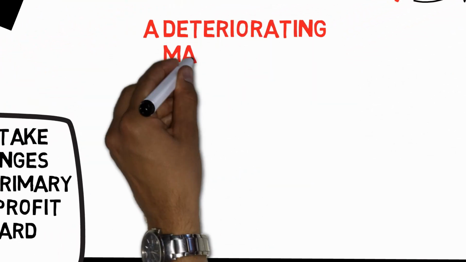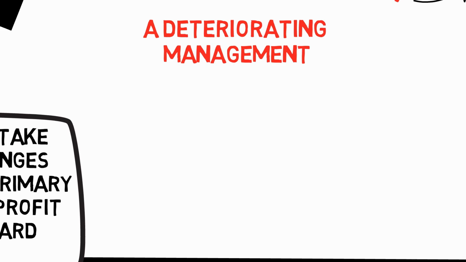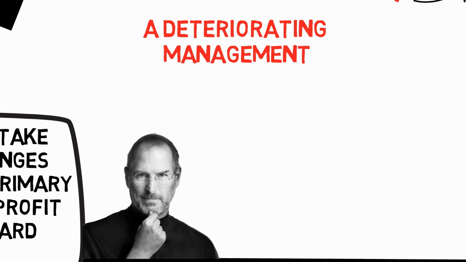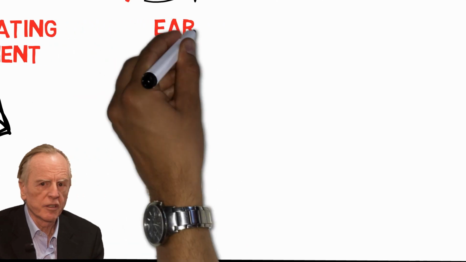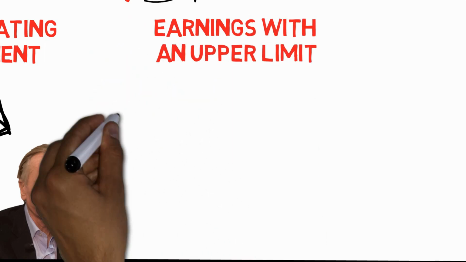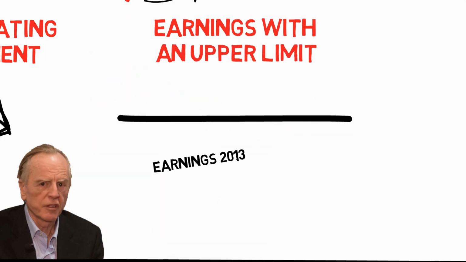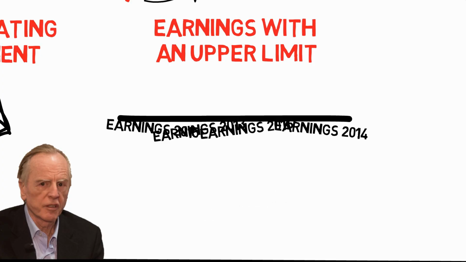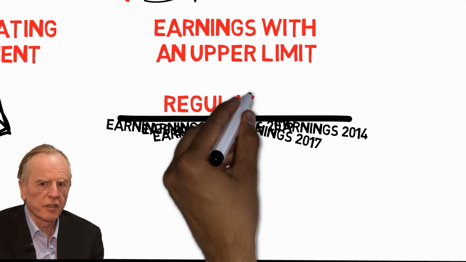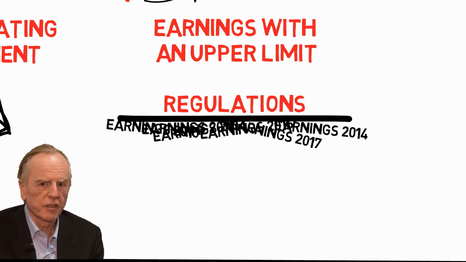A deteriorating management. If you forgot about Warren Buffett's rule to only buy stocks in businesses that are so wonderful an idiot can run them, beware of deteriorating management. Earnings with an upper limit. At times, companies have severely limited expansion opportunities. It can be because of market limitations or because of regulations from authorities. But whichever the case, avoid such stocks. If you are going to have a limited upside, you might as well invest in bonds instead, which we'll get to in the next video.